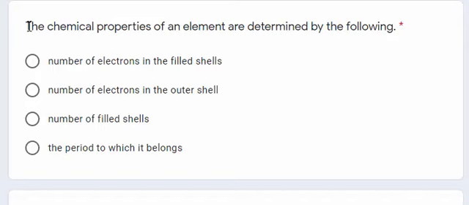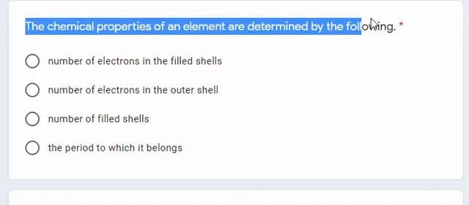Okay, this question is asking us: the chemical properties of an element are determined by what? The possible answers provided were: the number of electrons in the filled shells, the number of electrons in the outer shell, or the number of filled shells of the period to which it belongs.